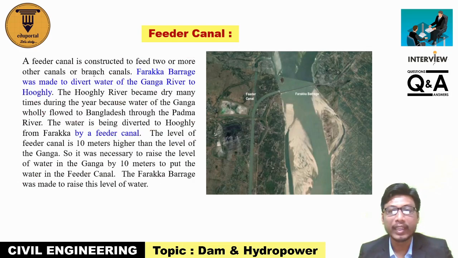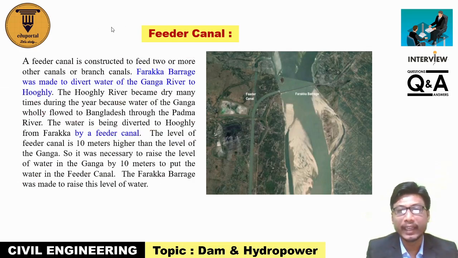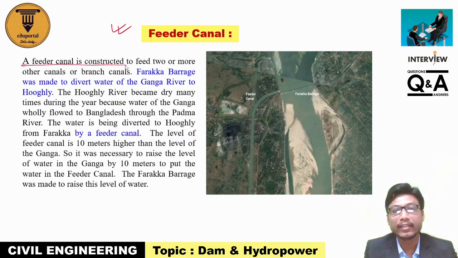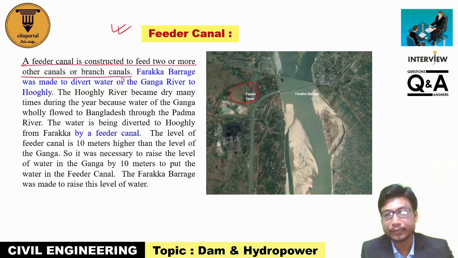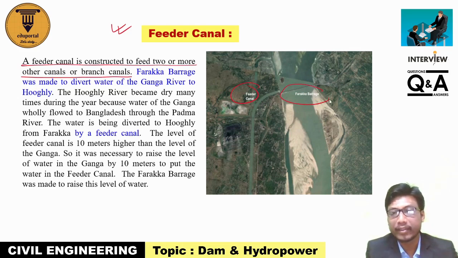Now we will study the feeder canal that we just read about. What is a feeder canal? A feeder canal is constructed to feed two or more other canals or branch canals. You can see the feeder canal here. So it is constructed to feed two or more other canals. You can see Farakka barrage here, and Farakka barrage was made to divert the water from the Ganga to the Hooghly.